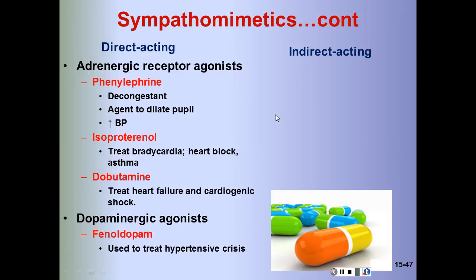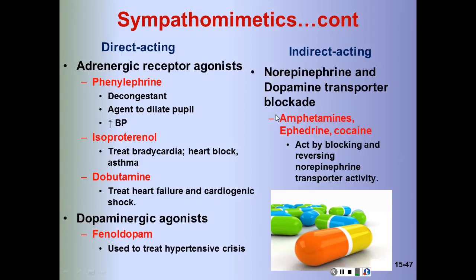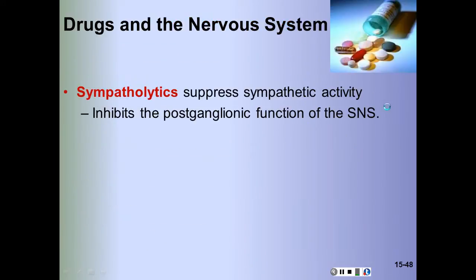Some are going to act indirectly, the norepinephrine and dopamine transmitter blockers, which are amphetamines and cocaine. They act by blocking and reversing the norepinephrine transmitter activity. So they're just going to block the receptors. They're not actually going to treat the problem.